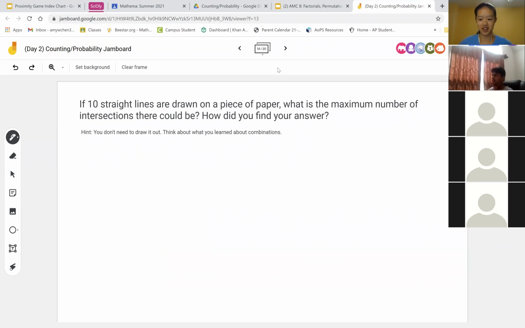Let's make this our last problem. Maybe, we'll see. Okay, this one is a very difficult problem if you don't know how to do it. But just think about it. Just use some logic, I guess.